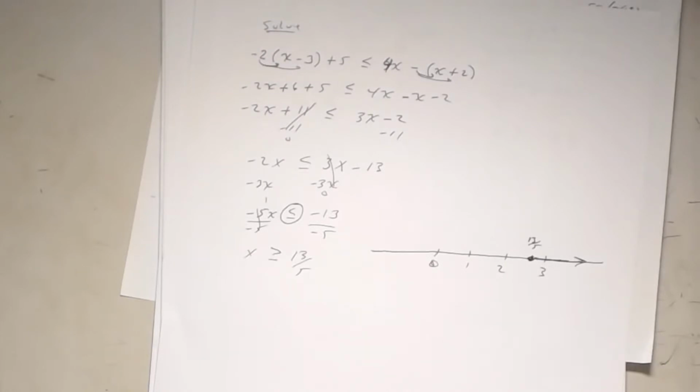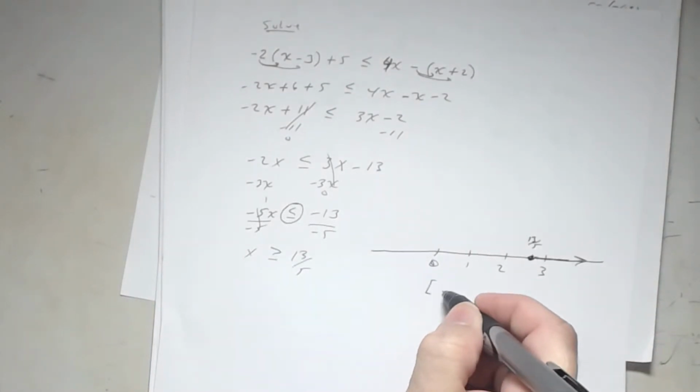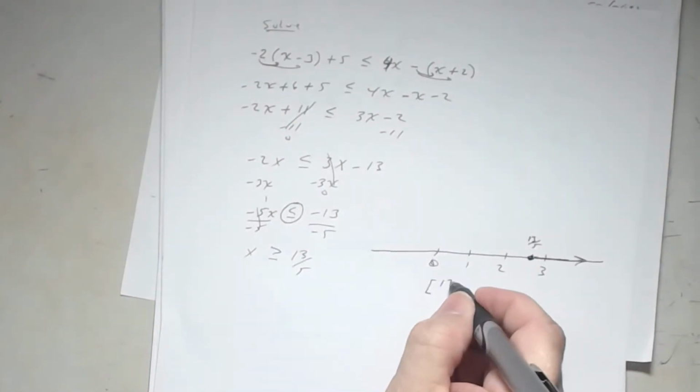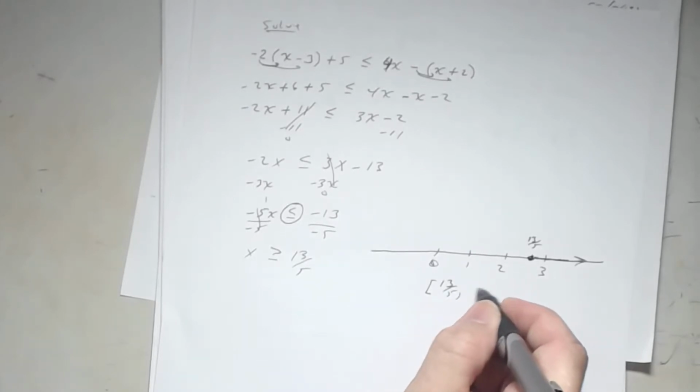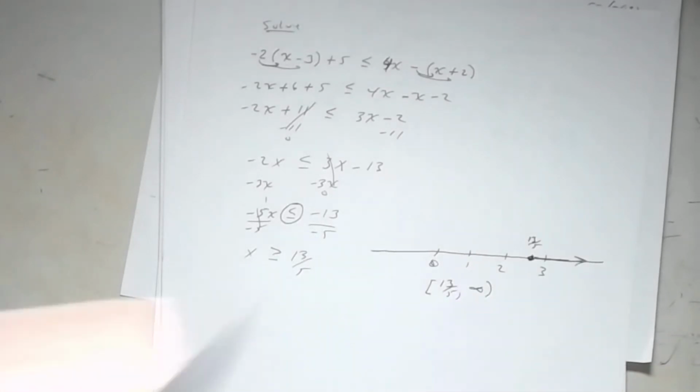Any question before we go on with this? Okay, now, what would the interval notation look like? It's going to be a bracket, because of the closed circle. 13 fifths, comma, infinity, parentheses.